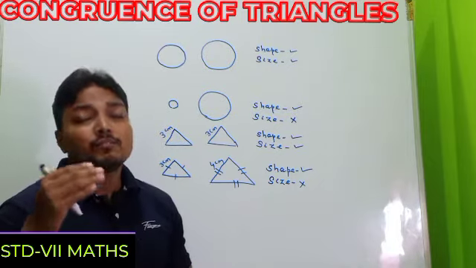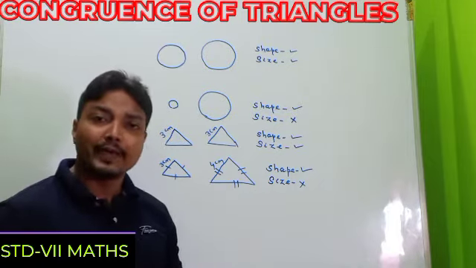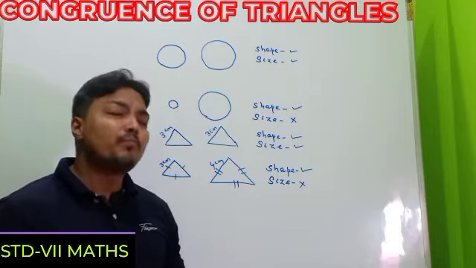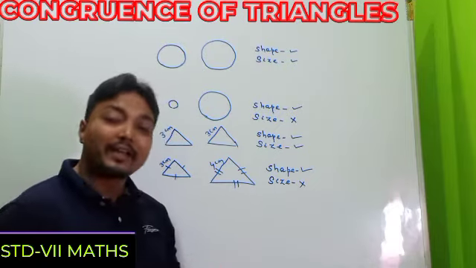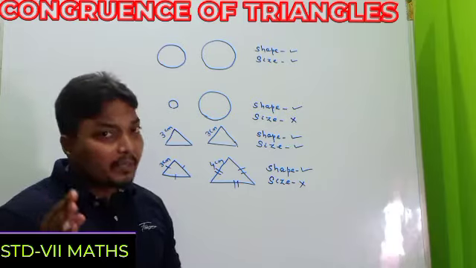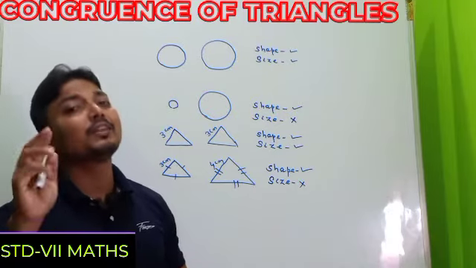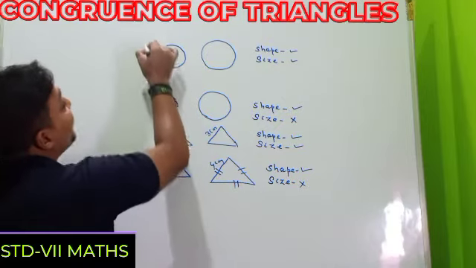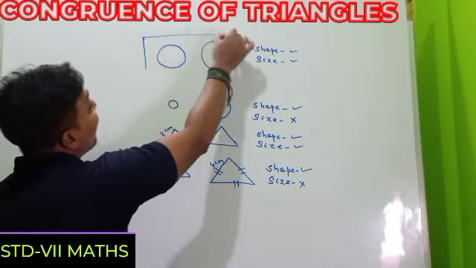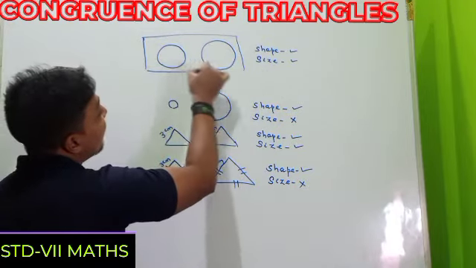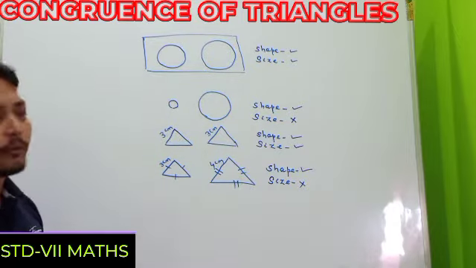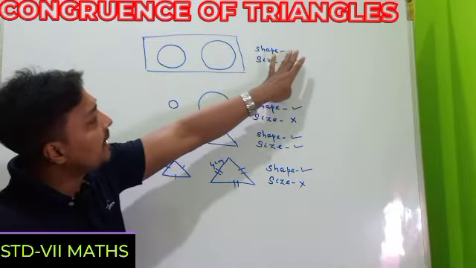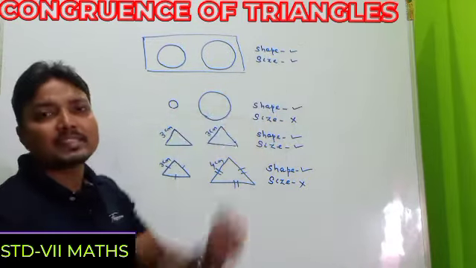Two or more than two figures are said to be congruent whenever the figures have the same shape along with the same size. So these pair of circles are congruent. Why are both congruent? Because both of them have the same shape and the same size.